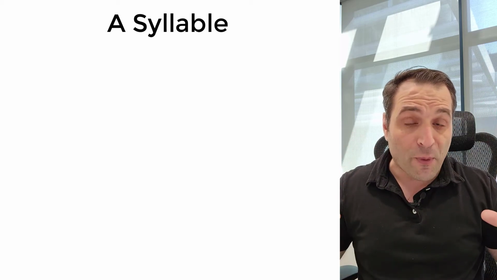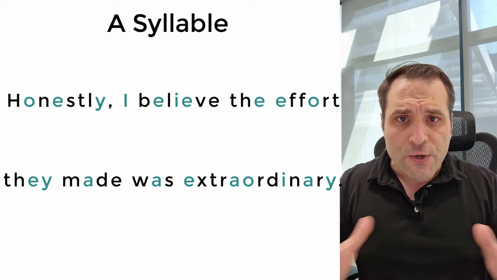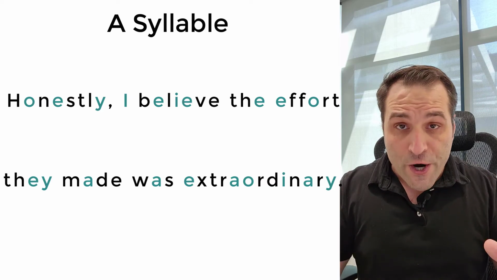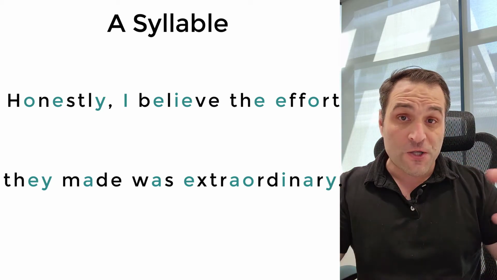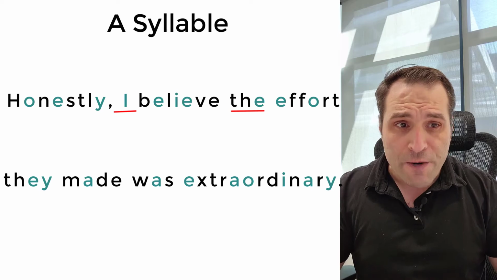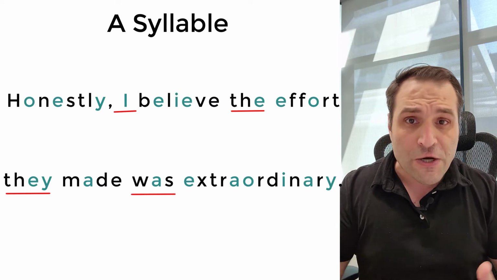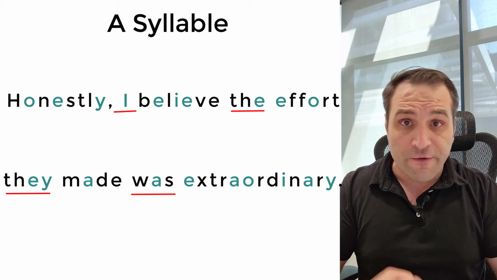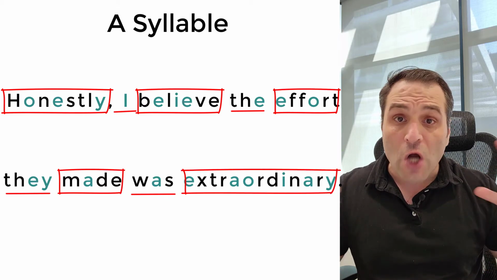For example, let's say we have a sentence like, honestly, I believe the effort they made was extraordinary. So now I have many words in that sentence that you see on the screen. And every word, or most words, because we don't count the grammatical words, the function words. The function words are grammatical words, like, for example, I, pronoun, the, which is a determiner, they, pronoun, was, an auxiliary, basically the verb be that works as an auxiliary verb. These are function words. Content words are the adverbs, the adjectives, the verbs, and the nouns, like honestly, believe, effort, made, extraordinary. Those words are content words.